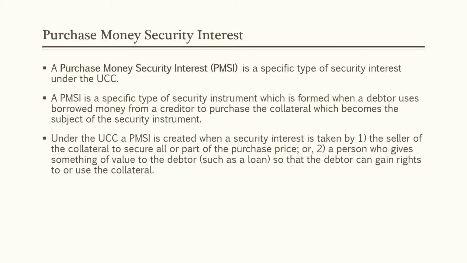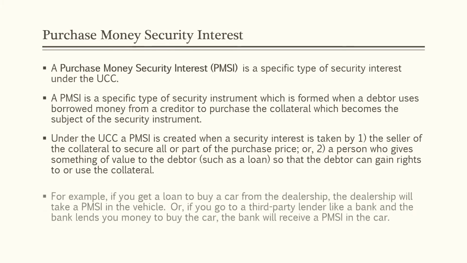Under the UCC, a purchase money security interest is created when a security interest is taken by the seller of the collateral to secure all or part of the purchase price, or by a person who gives something of value to the debtor, such as a loan, so that the debtor can gain rights to or use the collateral.